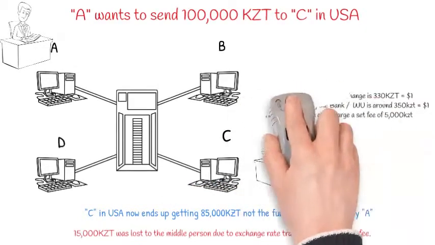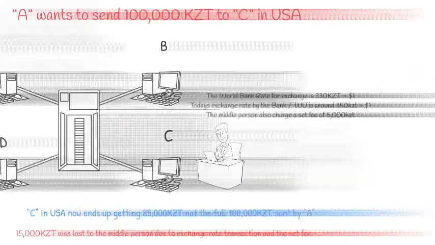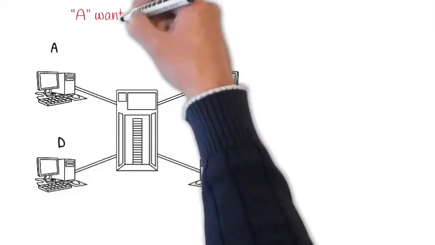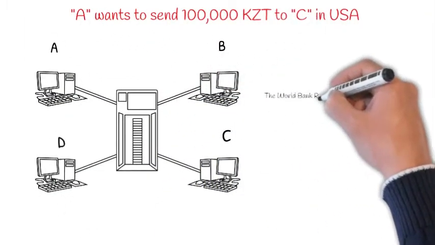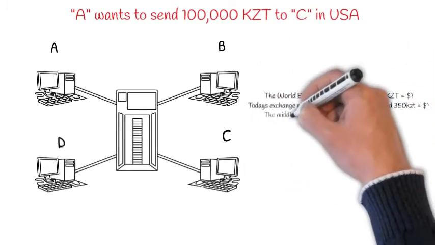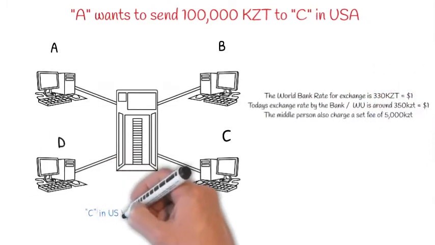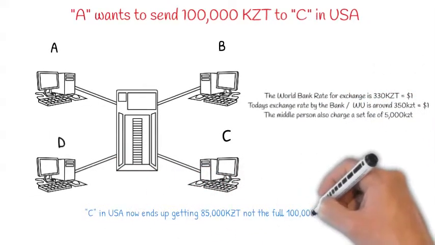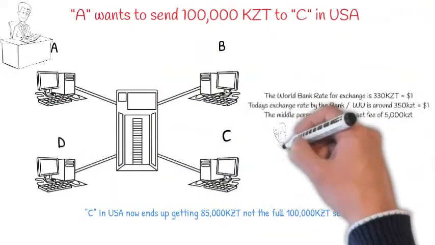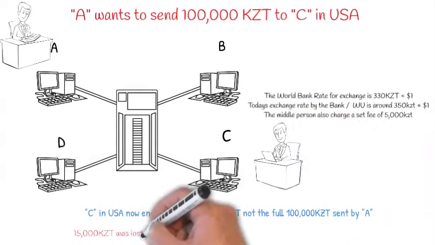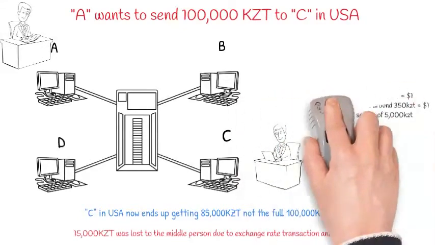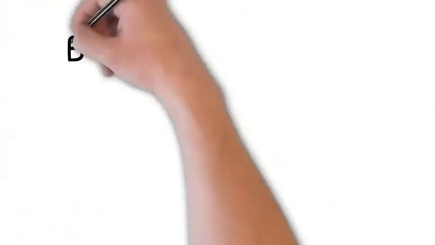So altogether, my 100,000 tenge only becomes 85,000 tenge when it gets sent over to the USA, because the bank decided to take a high commission. So instead of charging me 330 tenge per exchange, they're charging me 350 plus a 5,000 set fee for handling this transaction. So the person I bought the laptop from gets 85,000 tenge. I lost out on 15,000 tenge because of the middle person.